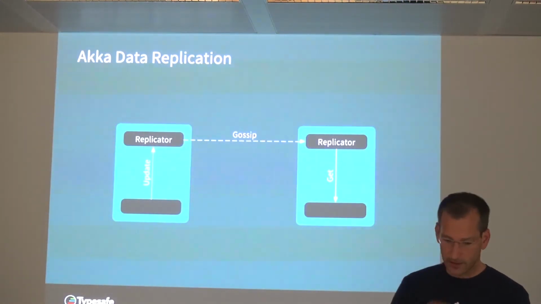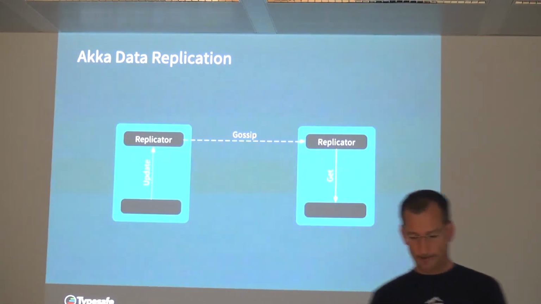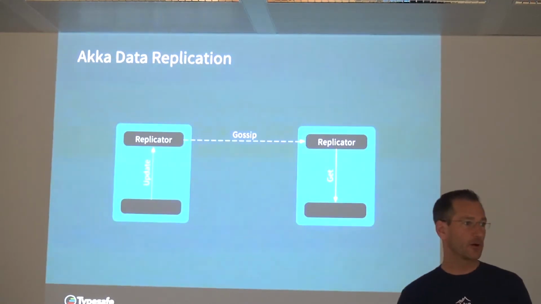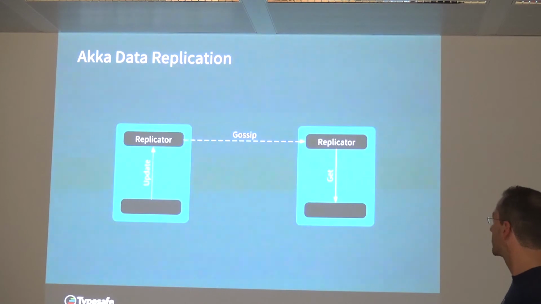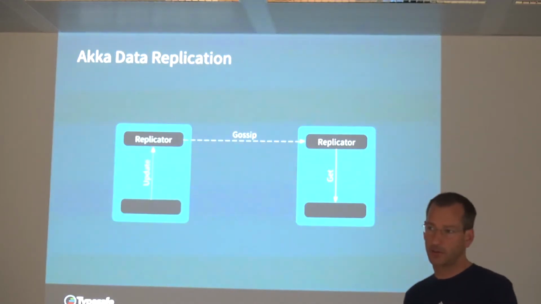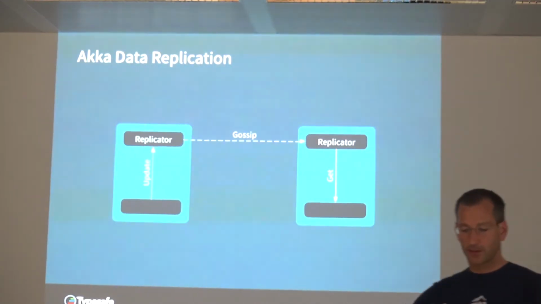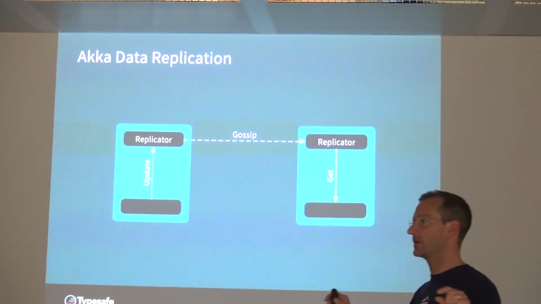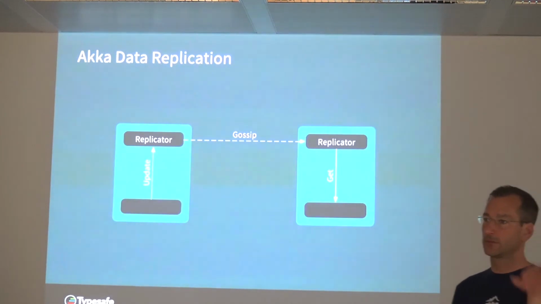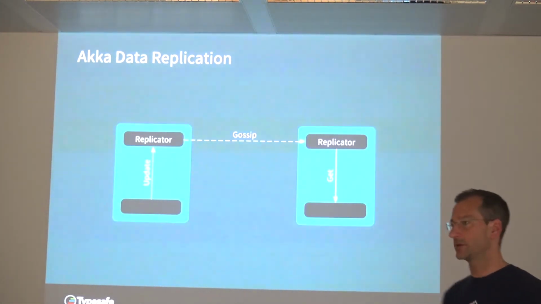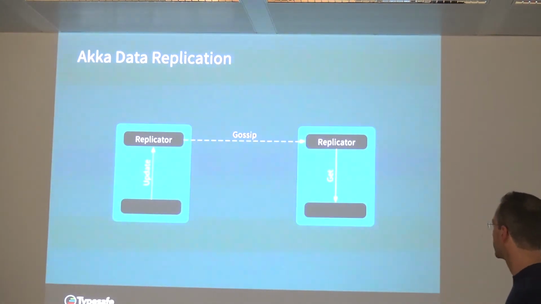So how does Akka data replication work? You have a special actor on each node that participates in data replication. It's the replicator, an Akka API. And they communicate with each other via a gossip protocol. Gossiping means just random message sends. It's not completely random, but you can configure it a little bit.